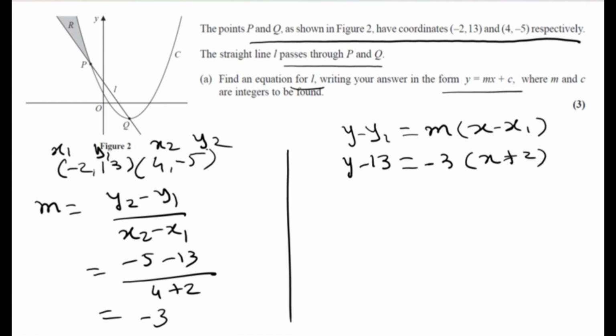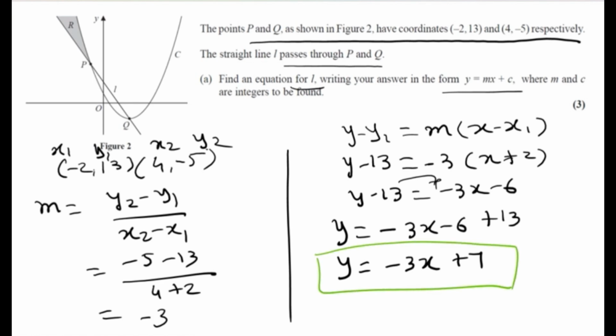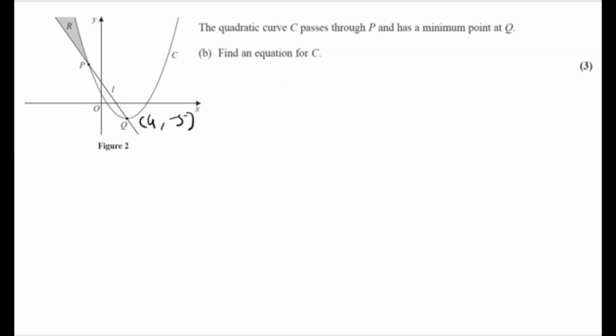Minus times minus becomes plus 2. So y − 13 = −3x − 6. I have to move 13 to this side because I need y equal to, so −3x − 6 + 13. So y = −3x + 7. So this is my equation of the line, y = mx + c. This is my gradient, this is my y-intercept. Okay, let's move to part B.